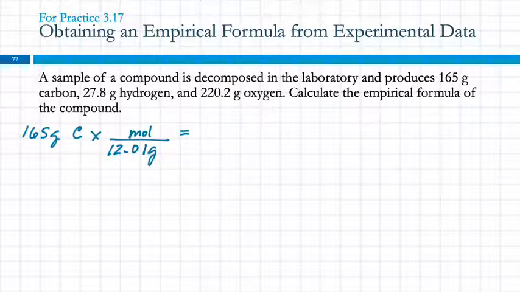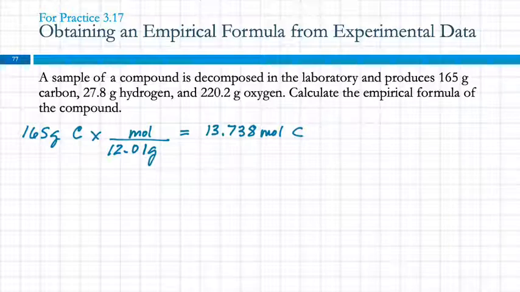So 165 divided by 12.01, 13.7. So this is a place where in your final answer, you're going to have whole numbers, no sig figs. But if you round too much in the middle here, you're going to get the wrong answer. So keep more digits than you think you're going to need. So minimum by sig figs would be 3. I'm definitely going to keep my 2 extras. So that's moles of carbon.